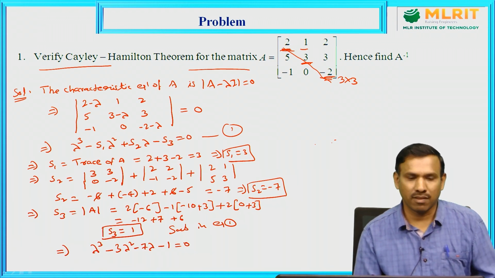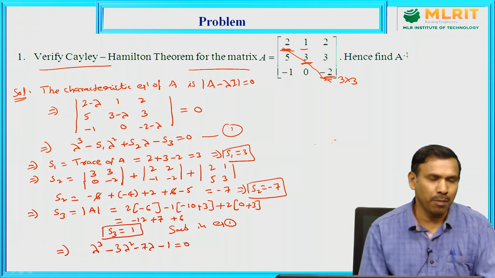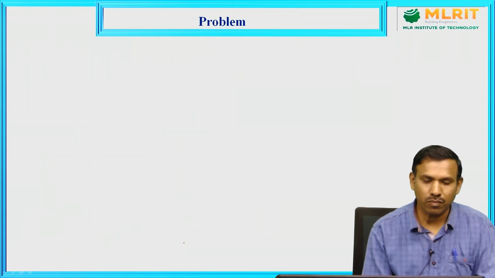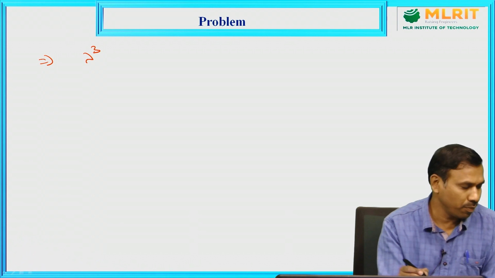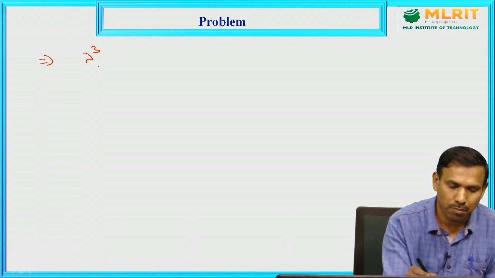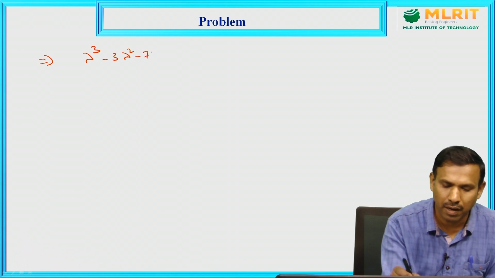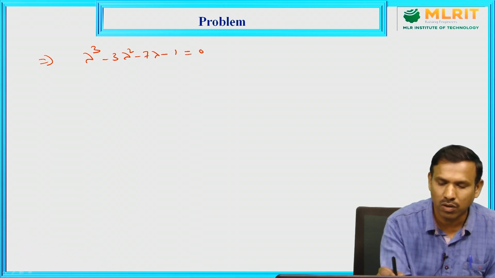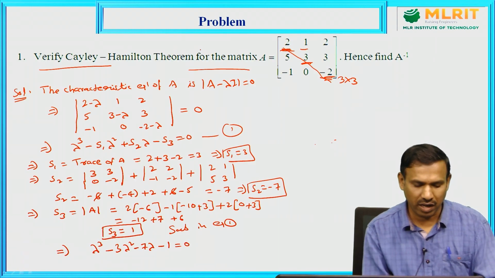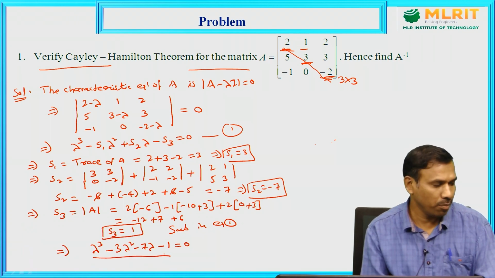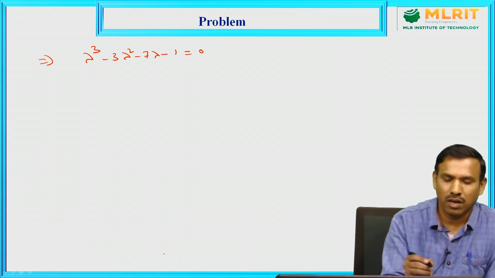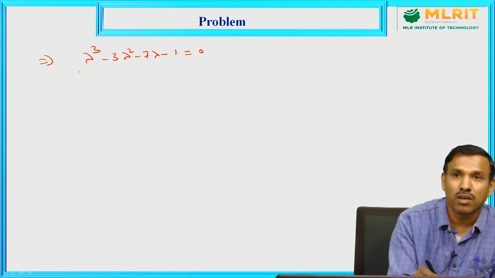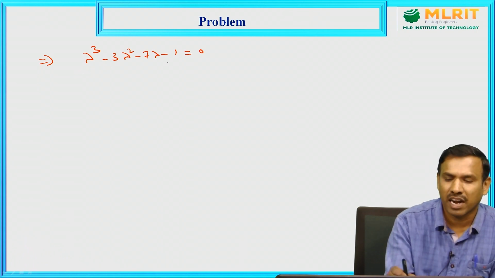So, let us apply the Cayley-Hamilton theorem in the next slide. So, what we got, the characteristic equation? Lambda cube minus 3 lambda square minus 7 lambda minus 1 is equal to 0. So, this is the previous characteristic equation, right. This is the equation. Now, according to Cayley-Hamilton theorem, a square matrix A will satisfy this equation.